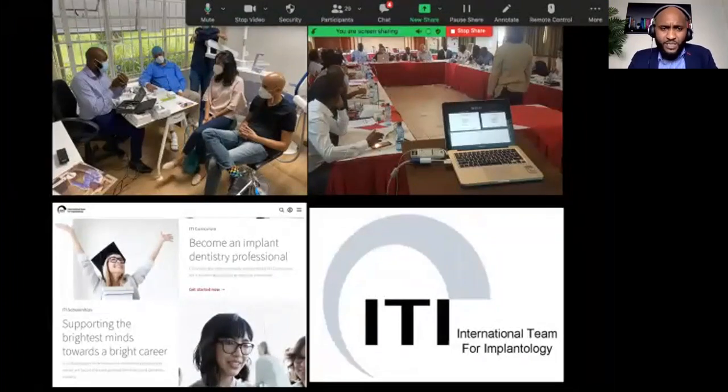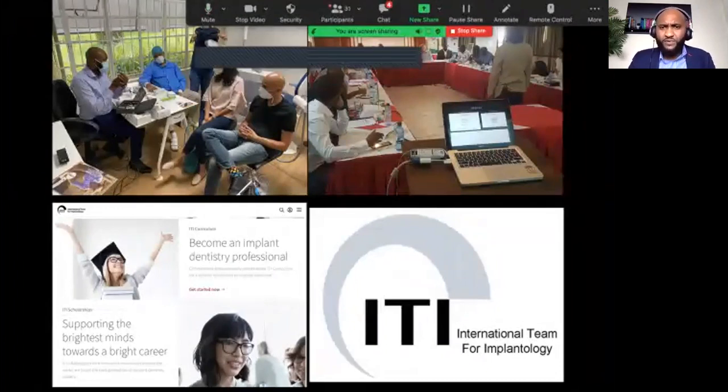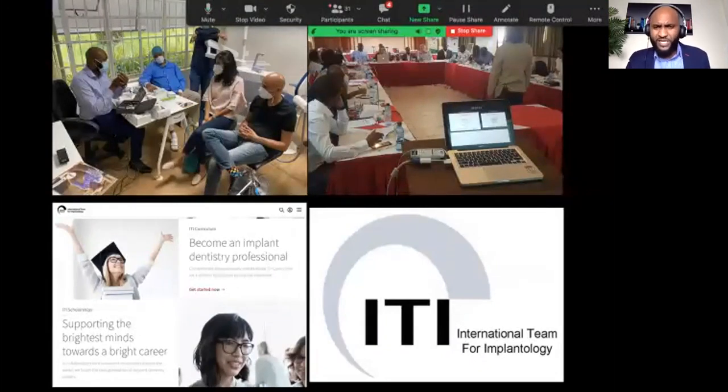As you can see in the pictures above, this is what my friends and I who do implant dentistry in Kenya are involved in. Small groups, we have meetings and chats from time to time, and we learn a lot from each other. And I'll encourage you in Uganda to also look into the same.